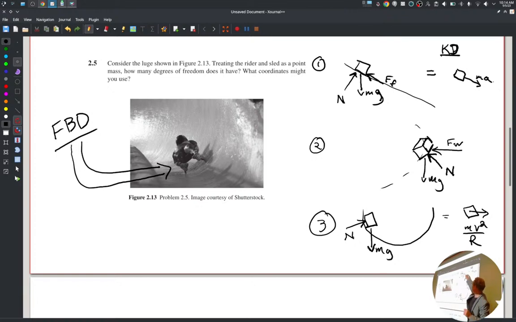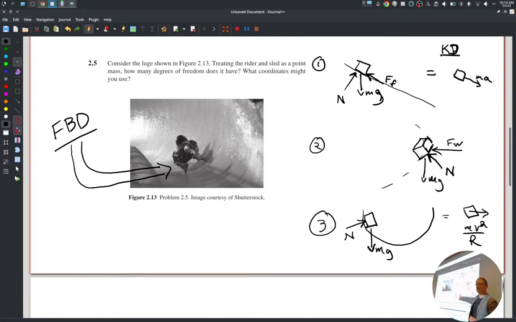So instead, usually I do a combination. If I want to consider both, I say, all right, it's 1 + 3. Here's the profile shot, and here's the cross-section shot. It's like he's going down a slope and going around that banked curve, something like that. That's my approach. If you like it, steal it, use it whenever you want.